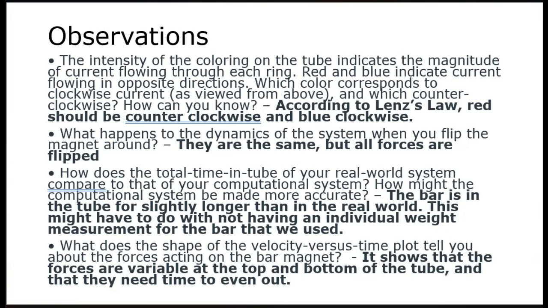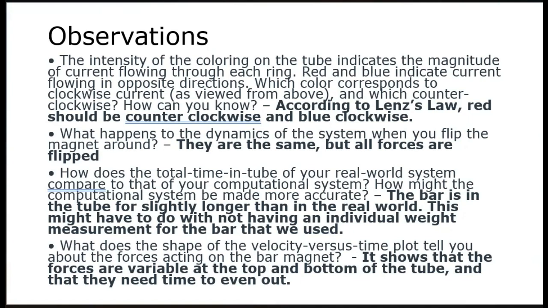What happens to the dynamics of the system when you flip the magnet around? They're the same, but all the forces are flipped. How does the total time in tube of your real-world system compare to that of your computational system? The bar is in the tube slightly longer in the computational model than in the real world experiment. This might be to do with not having individual weight measurements for the bar that we used. We just used a general measurement for the bar magnet instead of measuring our specific bar magnet.